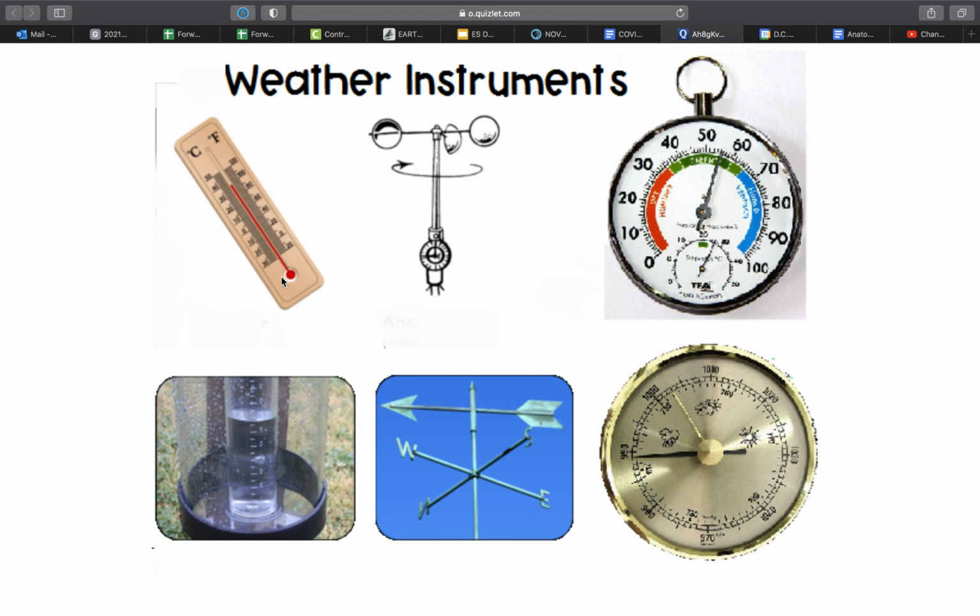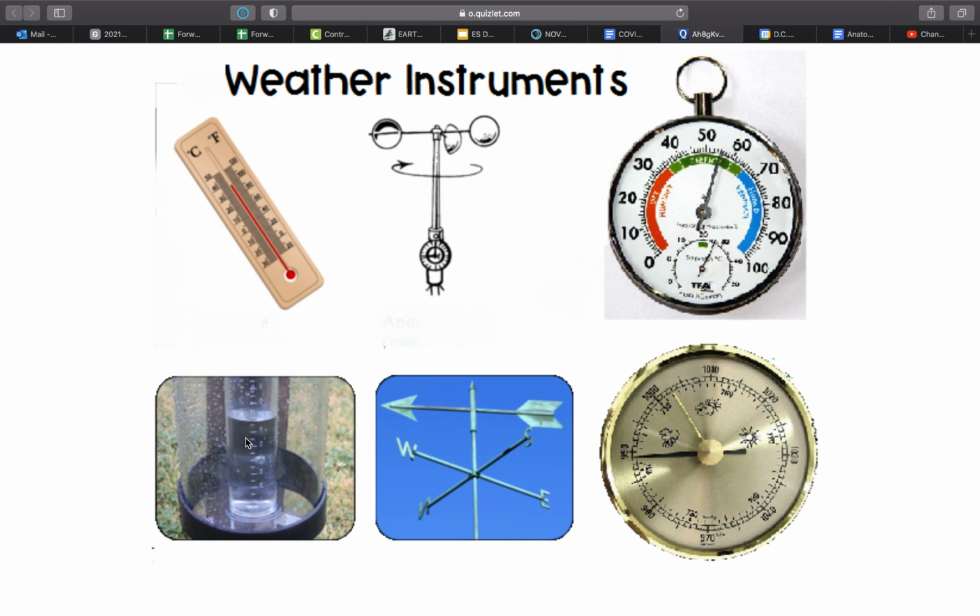We have our trusty thermometer measuring air temperature in either Celsius or Fahrenheit usually. Then we have a tool here that looks like a couple spinning cups on a rod. That's known as an anemometer. It measures wind speed. The tool here is called a hygrometer that measures the humidity or water content, moisture in the air. Down here, a little tricky to see, but this is called a rain gauge.